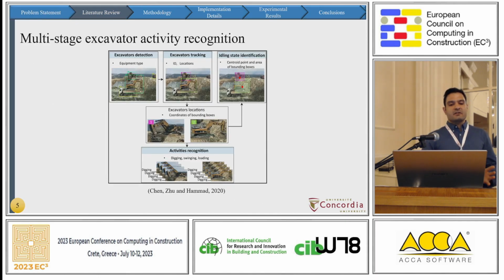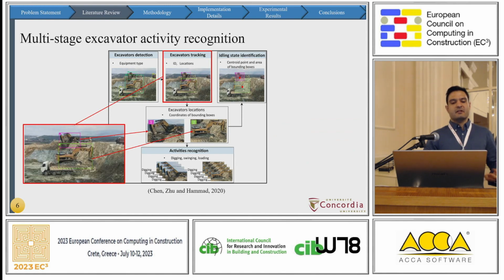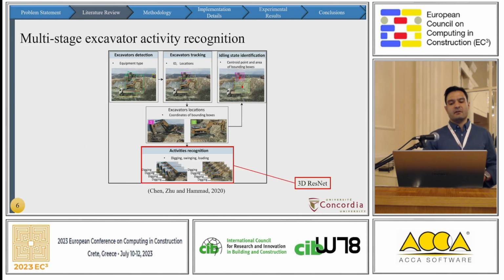Most of the current activity recognition methods are multi-stage, like this work proposed by one of my colleagues. In this method, they use the Faster R-CNN network to detect the equipment in each frame. After that, the detected equipment were tracked in consecutive frames. To further improve performance, they also crop the frames around each of the detected equipment. And finally, they use the 3D ResNet network for activity recognition. They also do processing based on the center point of the predicted bounding boxes and the standard deviation of their area to find the idling state of the equipment.